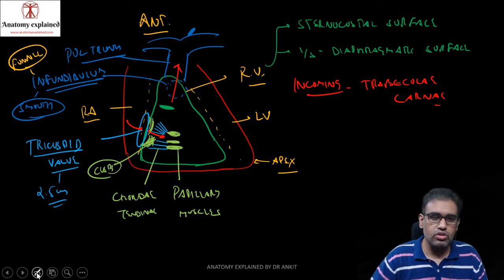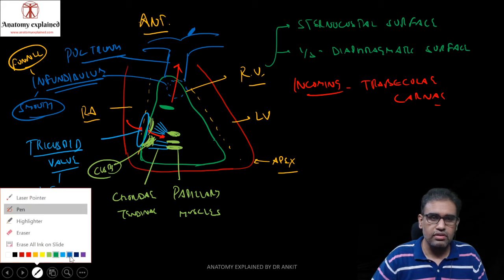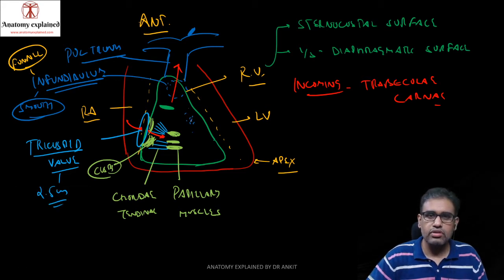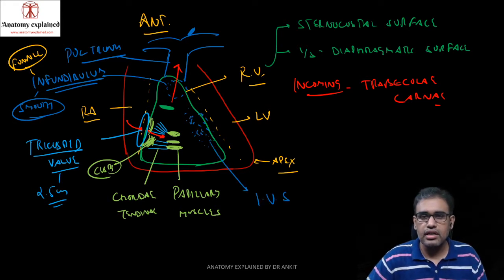Now what we see over here, if I make a few dots with this color, what should be present over here? It is a septum between the RV and the LV. So obviously that is our interventricular septum.